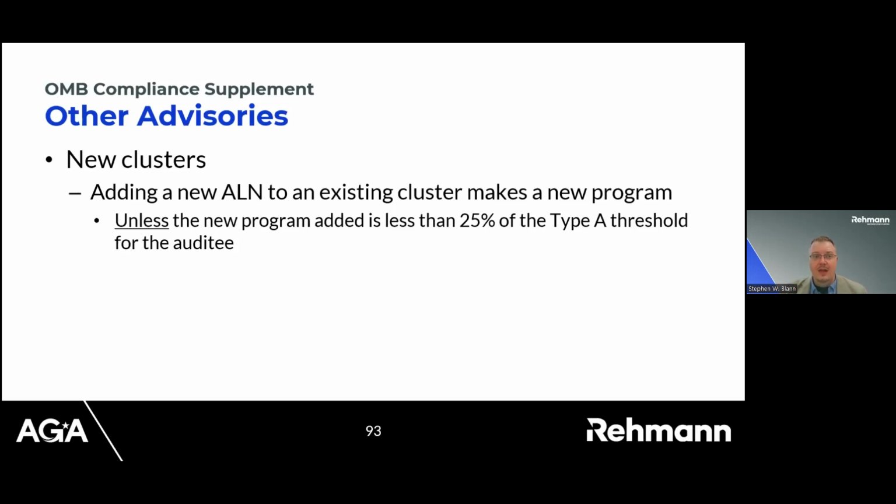However, the challenge here is if the new program number is not something that's held by a particular entity, it wouldn't make a change to them. And if the new funding is less than 25% of the type A threshold for the auditee, then it wouldn't be enough to make it a new program. So it's some extra guidance for auditors to consider there.